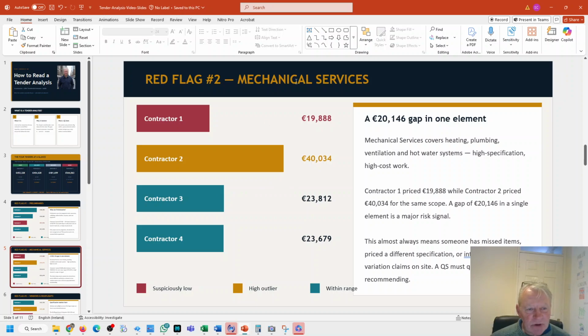Second red flag, mechanical services. The biggest red flag for me isn't this. It would be if somebody had this in on a PC sum. That would be a bigger red flag to me than this amount. Why is it a PC sum? And I've no problems at this stage if it is a PC sum, no problems. But you want a fixed sum before signing the contract. End of story.